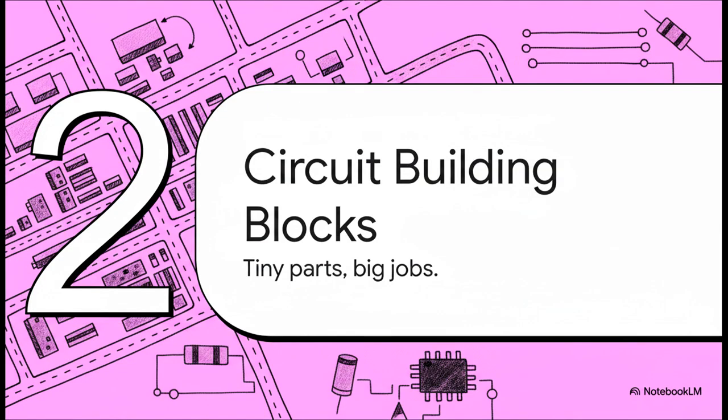So let's move on to Section 2, a circuit's building blocks. Okay, so if a circuit is our highway system, what are the traffic lights, the roundabouts, and the bridges? Well, every circuit is built from this huge library of tiny, specialized parts we call electronic components, and each one has a very specific job to do.